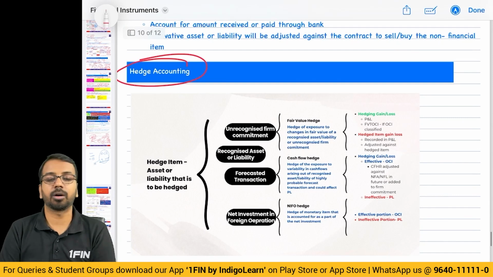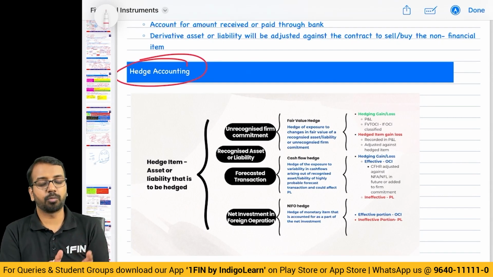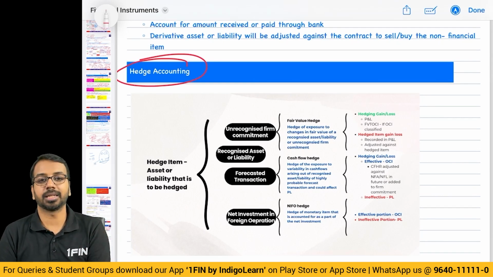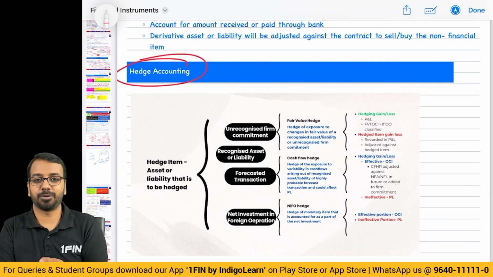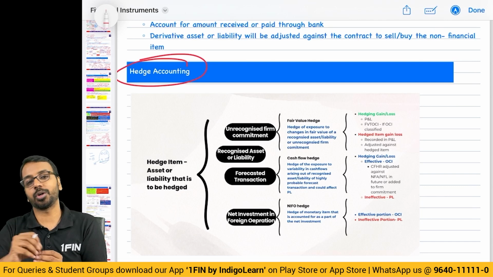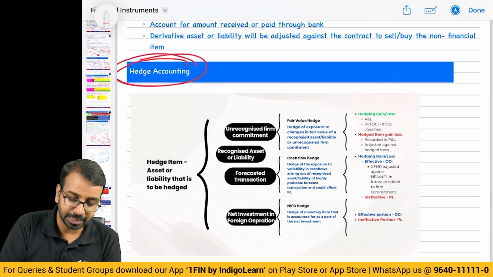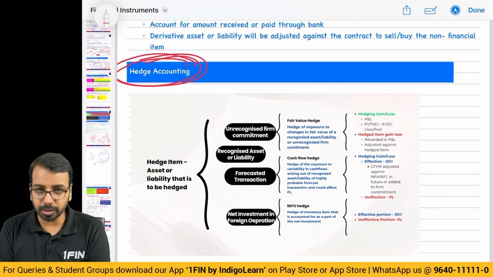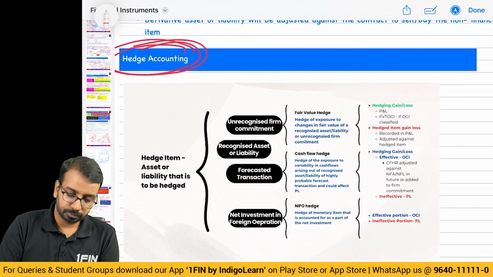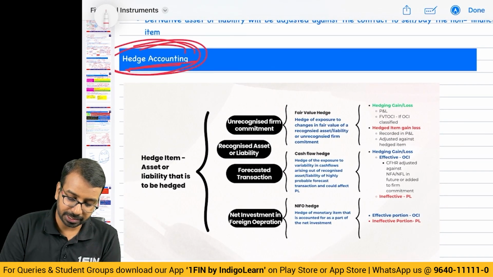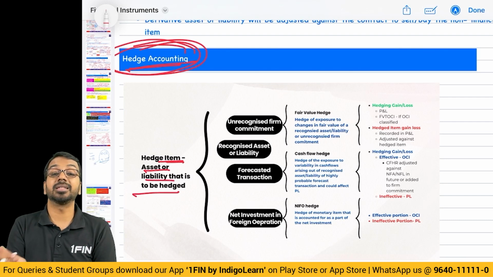Then comes hedge accounting. Hedge accounting is basically, on one side I have a normal transaction. Let us say I buy and sell copper. Because there is a fluctuation in prices of copper, I take a corresponding hedge. Let us say I take a future, forward or option. That is what we are understanding in hedge accounting. No great questions, but understand it conceptually. First, when we talk about hedge accounting, there is a hedged item, which is an asset or liability that has to be hedged, and there is a hedging instrument.